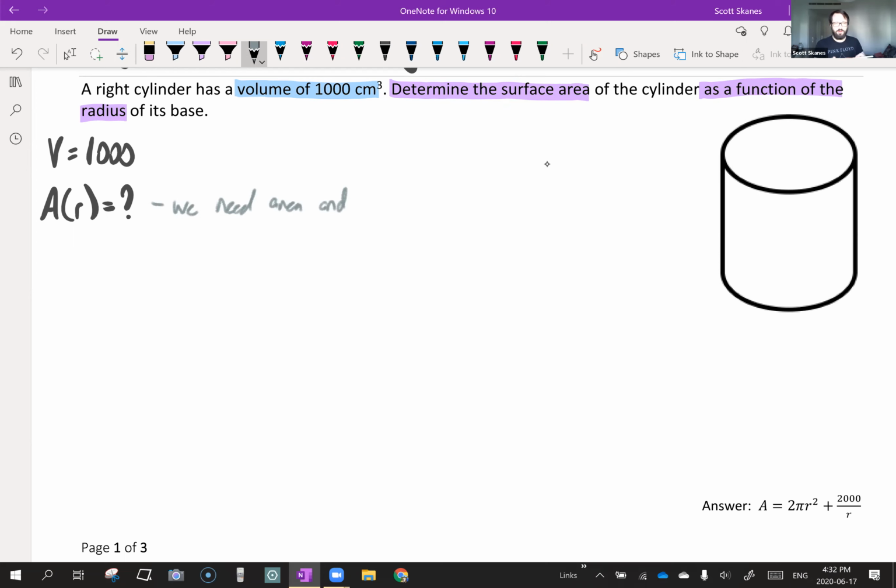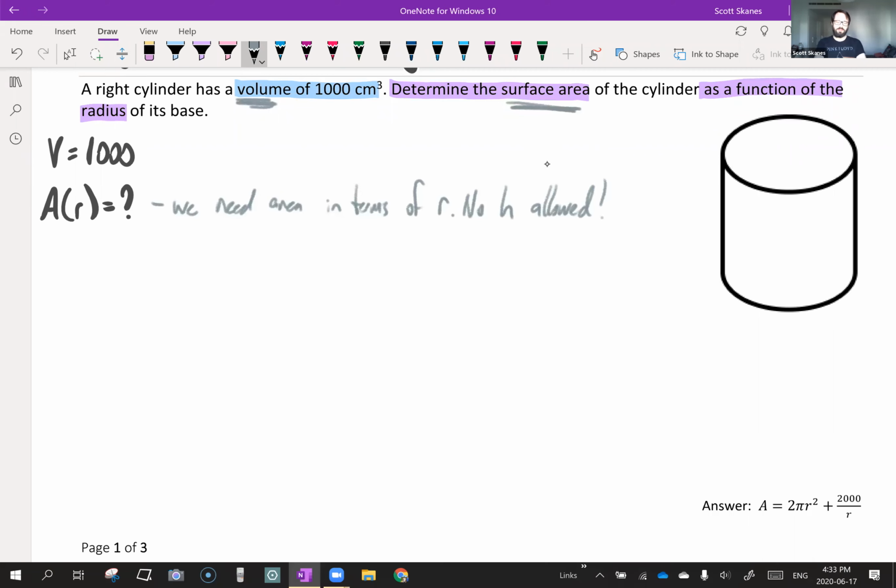We need the area formula, but we're only allowed to see R. So we need area in terms of R, no H allowed, okay? And what I mean by that will become clear in a second. I'm gonna write out the two formulas that are related to cylinders. The key words here are volume and surface area.